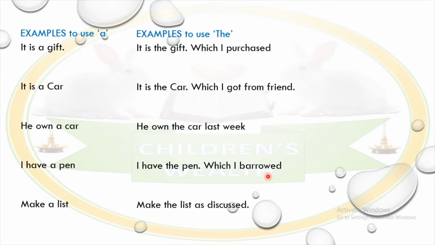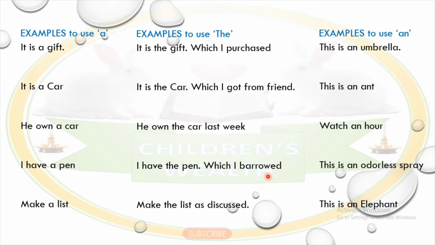Make the list as discussed. Here, as discussed, whatever in a group that we have discussed, that we need to make a list. That's why it is definite, and we have used the article the. Friends, we will see the examples for use of article an.